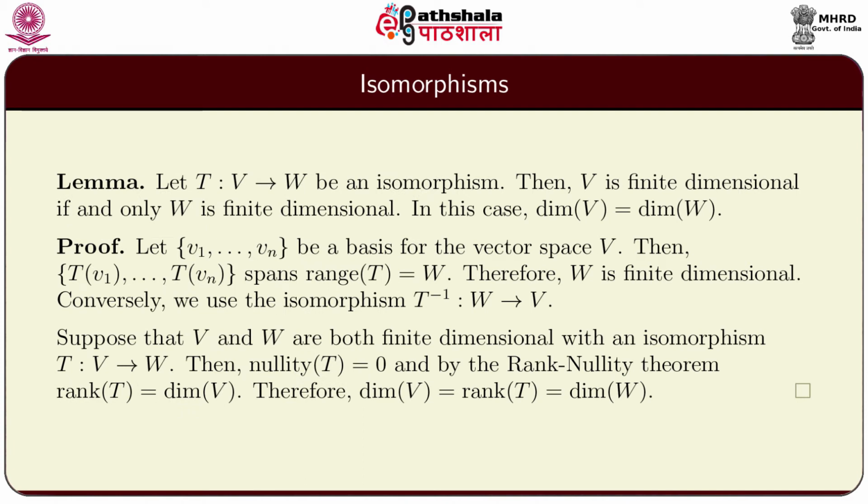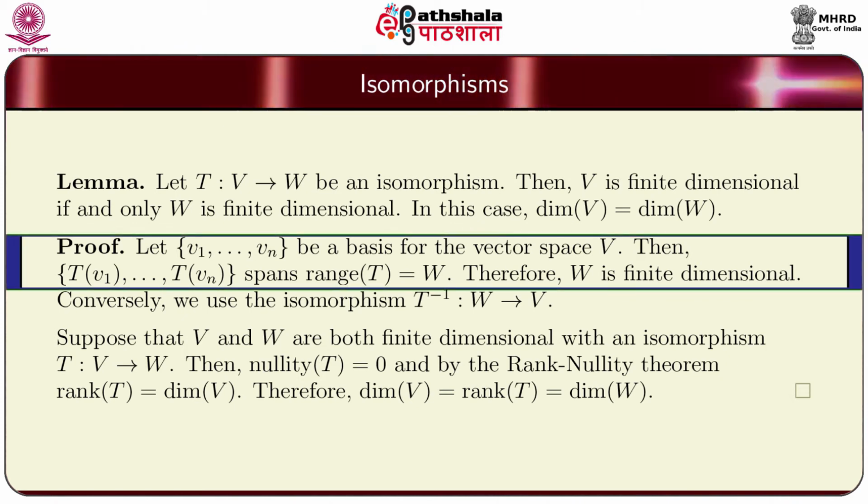Now we prove this lemma which says that if T from V to W is an isomorphism and if V is finite dimensional, then W is also finite dimensional and conversely, and in this case, that is when there is an isomorphism from V to W and when V is finite dimensional, then dimension of V is equal to dimension of W. Let us prove this.